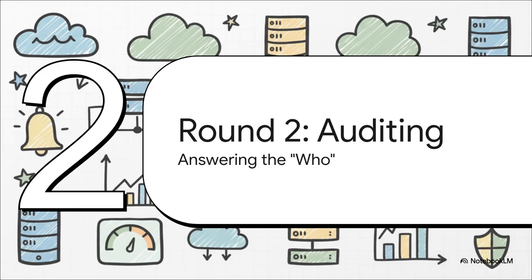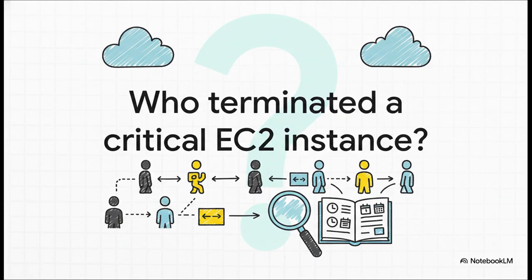Okay, round 2, auditing and compliance. Now we're shifting gears a bit. This is all about answering the who and the why. Who did what? And why is our configuration the way it is? All right, here's the scenario. The security team is in a panic. They need to figure out which IAM user terminated a critical EC2 instance last week. So which service should they use?